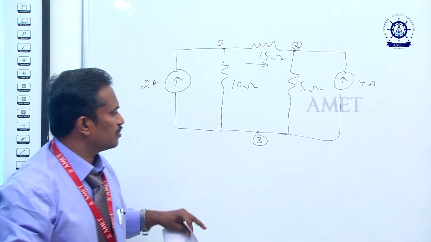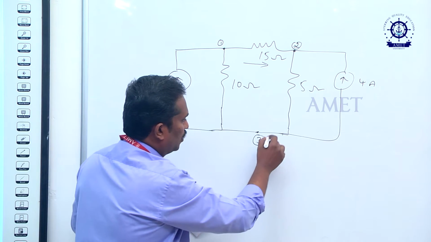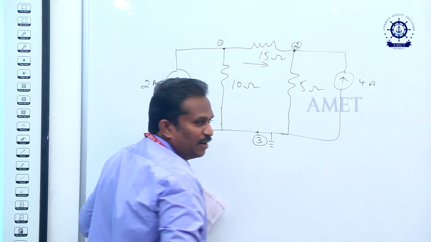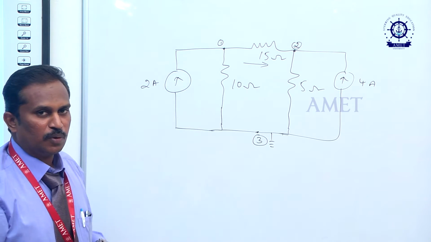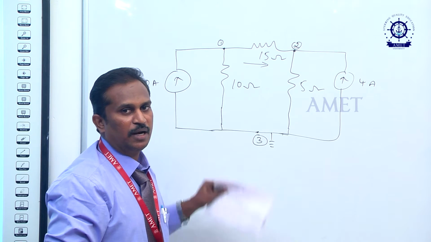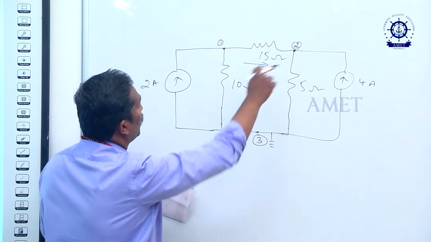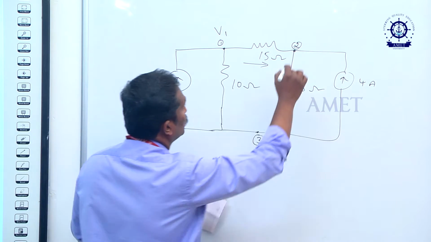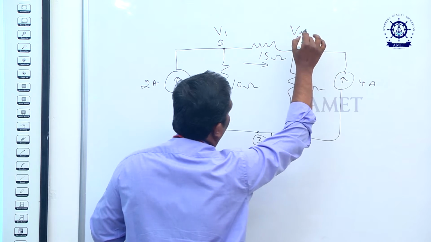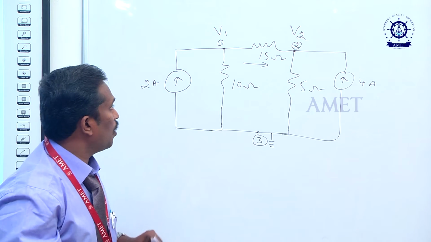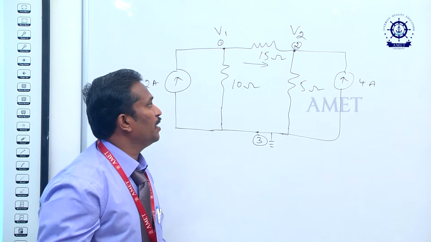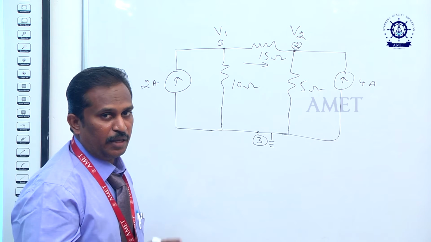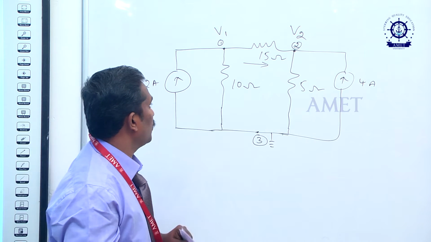So we will take this third node as the reference node, which is connected to the ground. With respect to this reference node, we have to assign the voltage at each node. At node 1, assume the voltage is V1, and at node 2, assume the voltage is V2. So we have assigned the voltages. Next step is we have to apply Kirchhoff's current law, write the equation, then solve.